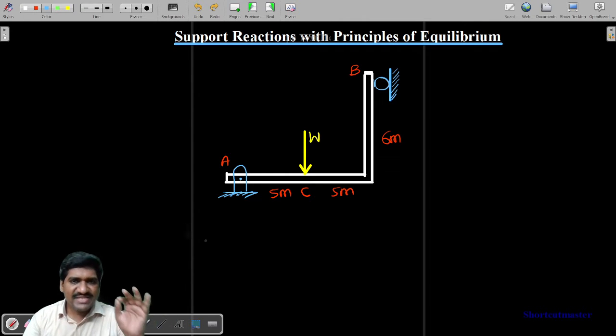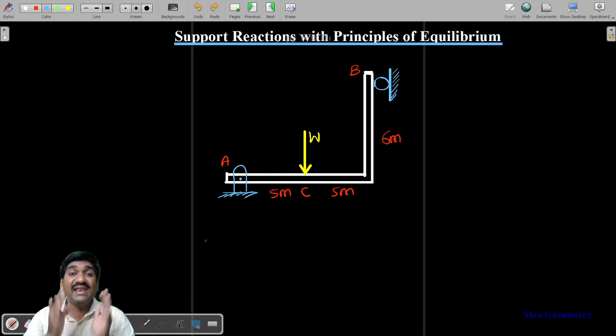Now, along with the general or first method, I will go for one more method for you, by using which we can calculate the same support reactions with very few steps. But you should know the principles of equilibrium. I'm here with you, nothing to worry about. I will say the principles of equilibrium clearly. If you know them, you can definitely answer the question in 20 to 30 seconds maximum, for sure.